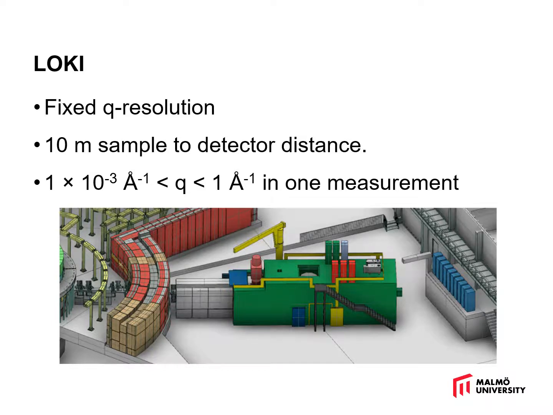LOKI is an instrument with fixed Q resolution. It's reasonably short, particularly compared to modern day reactor-based SANS, but it has quite an impressive Q range in one measurement. That's quite a bit lower and higher than many SANS instruments.